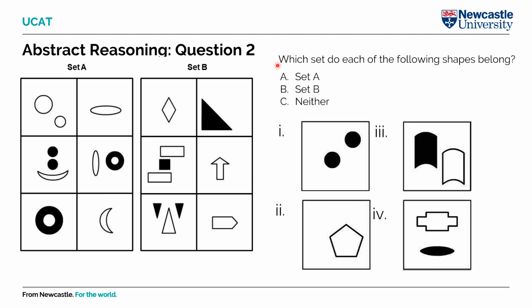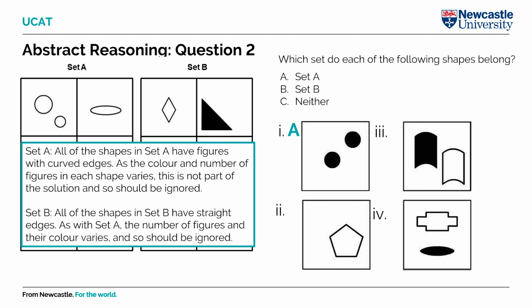So part of this test is actually being able to disregard irrelevant information. So the colour and the number of shapes is completely irrelevant within this question. It's just that we've got curved on one side and straight on the other. So when we look at the answers here, we've got 2 circles. So this first one is set A, the second one, straight sides, is set B, and the third and fourth are a mix of curved and straight lines, so they both belong in neither.